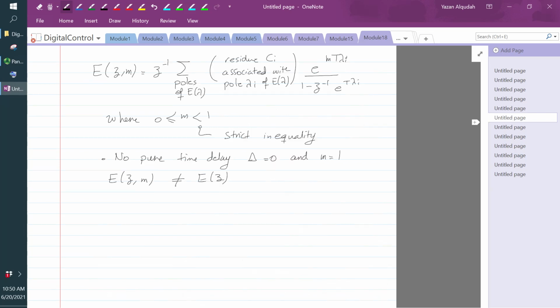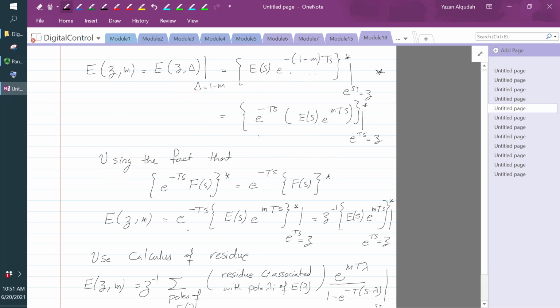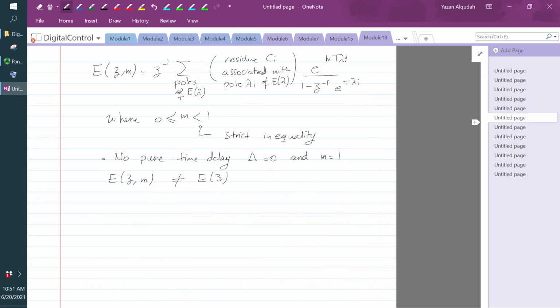So the point is m is less than 1 and greater than or equal to 0. If m is equal to 1, we cannot use this calculation. This derivation will not be valid. This is valid only when m is greater than or equal to 0 and less than 1. If m were equal to 1, this would make the derivation invalid, because when we took e to negative Ts here, we assumed m is not equal to 1. If m is equal to 1, this is going to cancel. There is no e to negative Ts to take out as a factor. I hope this is clear.